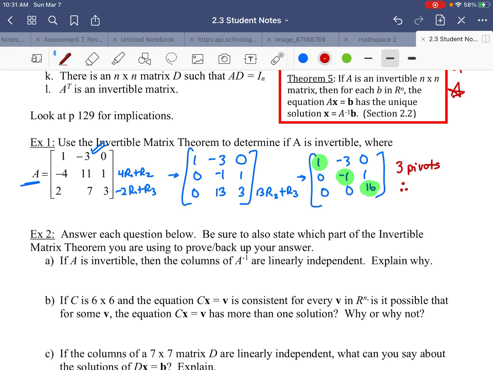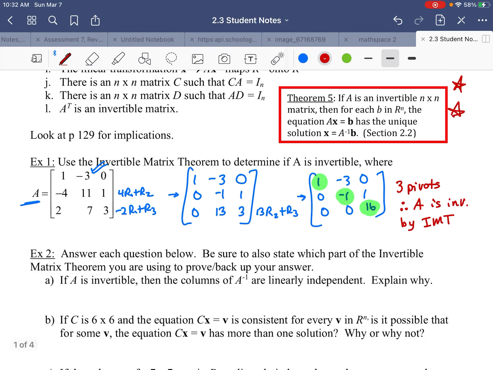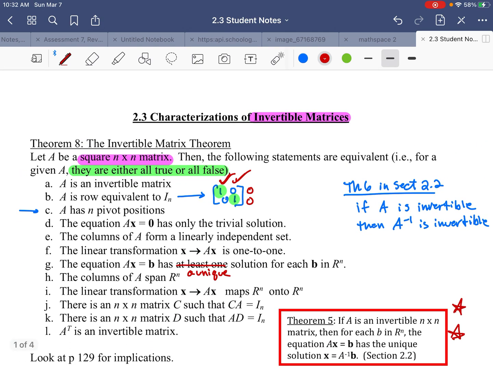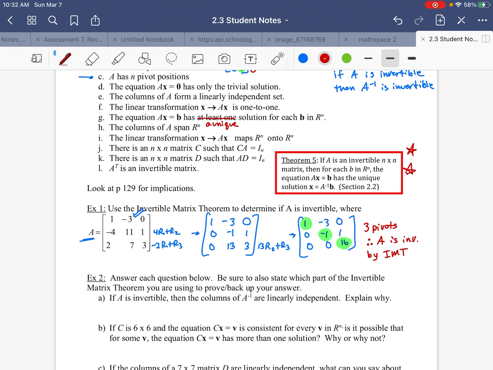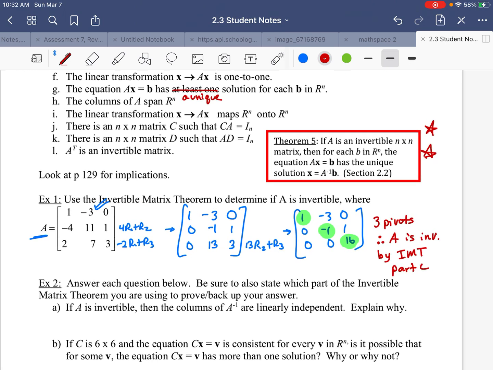So therefore, A is invertible by the invertible matrix theorem, because we proved part C. And actually we want to say invertible, IMT, we'll put part C. We want to name the part that we said, because once part C is true, then part A is true, and so forth, things like that.